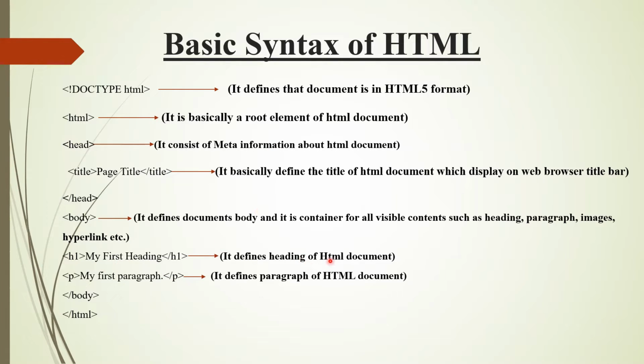H1 basically defines the heading of an HTML document. It is basically the largest size of heading. Headings are defined from H1 to H6. H1 is the largest size of a particular heading and H6 is the smallest. And a paragraph is defined with the help of the P tag. HTML elements are divided into different terminologies like paired and unpaired, and we can discuss the different types of tags in further videos also. So this is basically the basic syntax of HTML which is used by the front-end developer to display the particular document on the web browser.